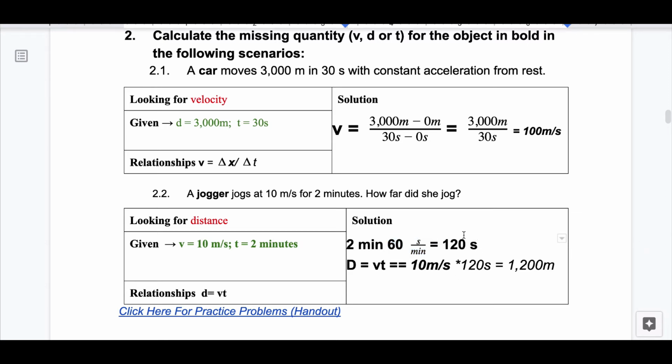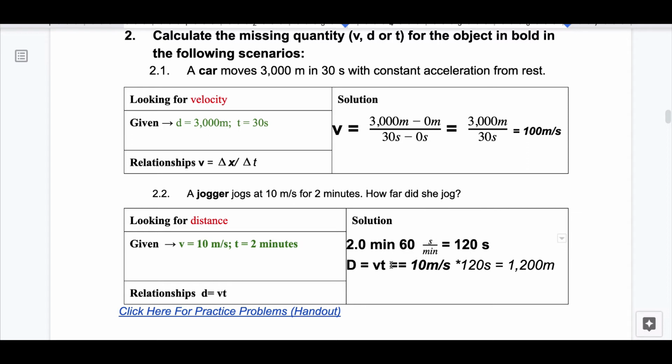The one thing I should note here is I'm going to be more exact with my 2 minutes, with my sig fig rules, to make sure that all lines up to use 2 significant figures here. So when I solve, I can see that 10 times 120 is 1,200 meters. And that's how far she goes.